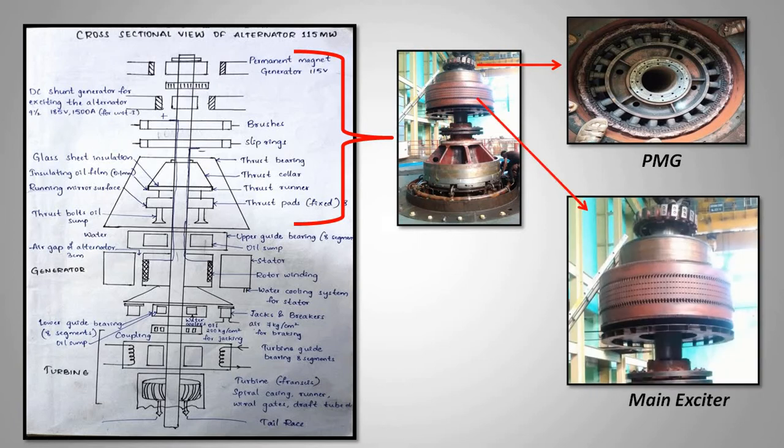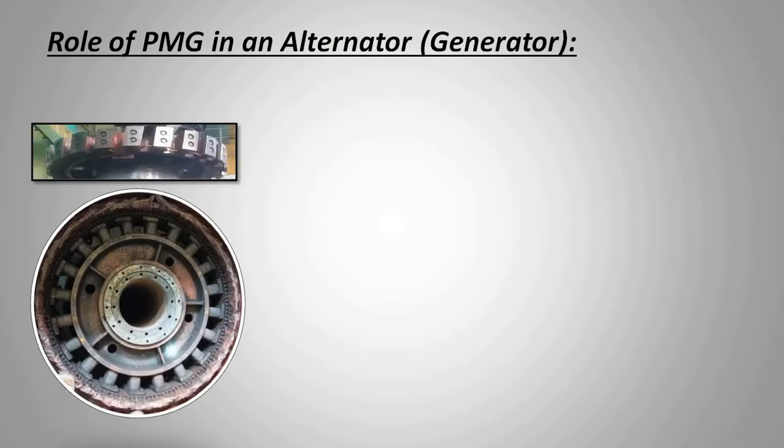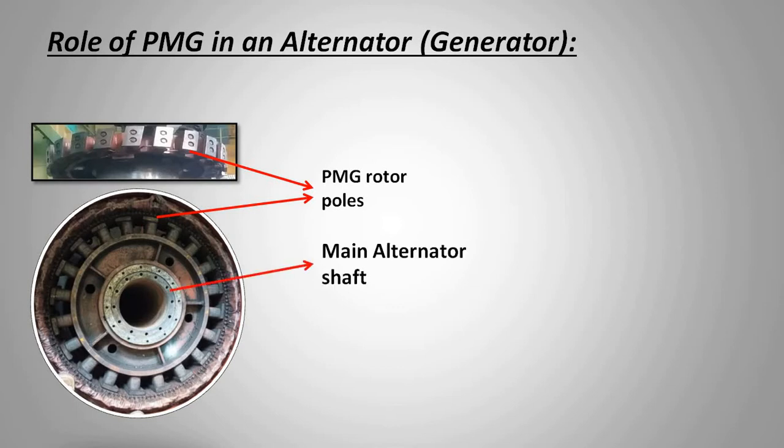This one is the main exciter. On top of the main exciter, we can see the permanent magnets, the rotor poles of the PMG. These are the permanent magnets and this is the PMG. Here the PMG rotor poles are like this, and those are connected to the main alternator shaft, and the rotor poles are surrounded by the stator winding. When the turbine rotates, the main alternator shaft rotates, and then voltage will be induced in the stator winding as per Faraday's laws of electromagnetic induction.